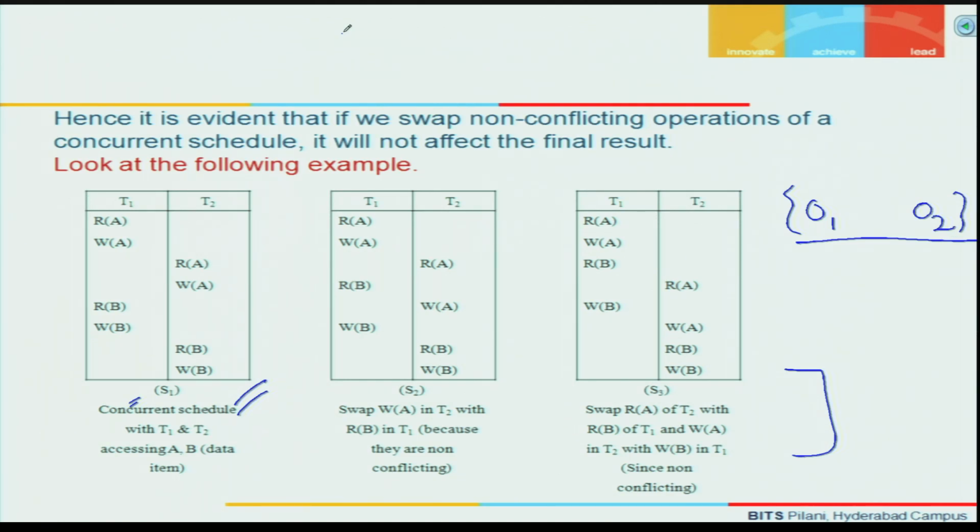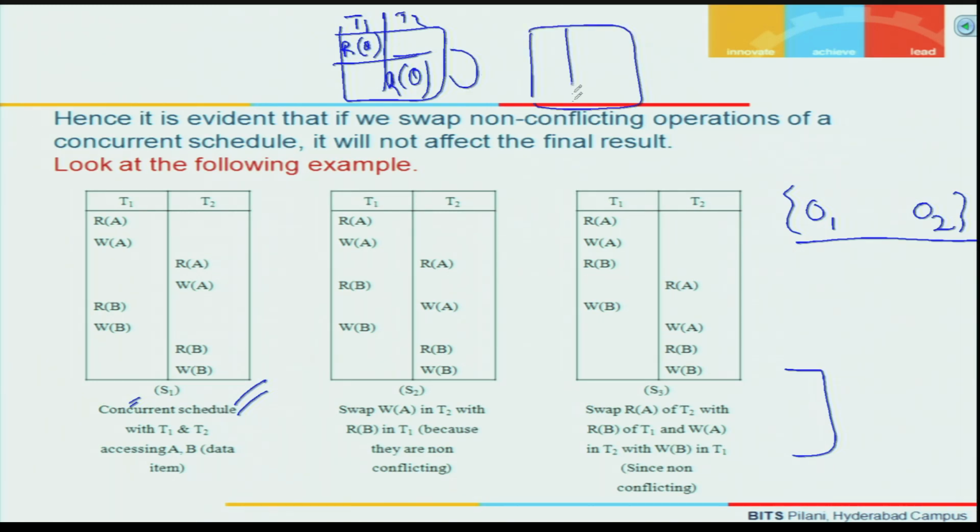Suppose there is a schedule like this, T1 and T2, and I have two operations by T1 and T2. First T1 is reading Q, and then T2 is reading the data item Q. It does not matter. If I swap this and create a new schedule wherein T2 is reading the data item Q first, and then T1 is reading the data item Q, I could swap this. Though these two are on the same data item, both of them involve only read operations, which is why they are a non-conflicting pair of operations.